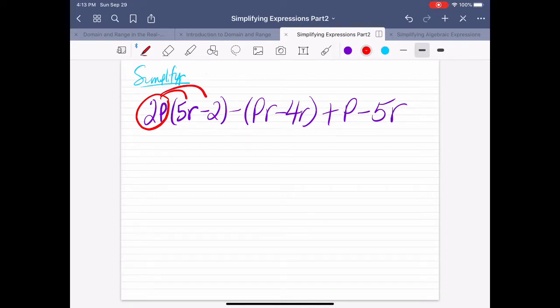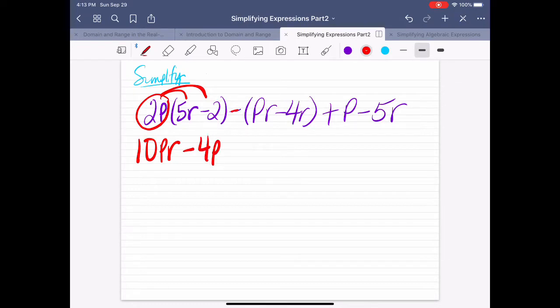So 2p times 5r. To multiply these two, you just multiply the coefficients. So 2 times 5 is 10, and then p times r is pr. Just bring down the variables. Now 2p times negative 2, that gives us negative 4p.